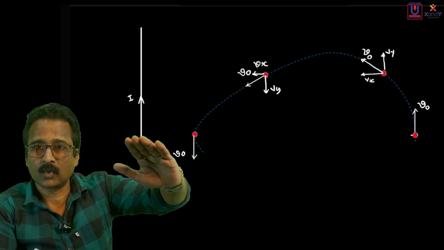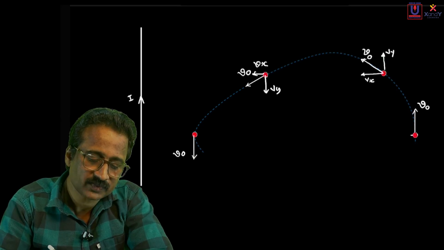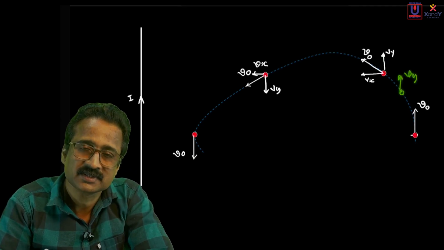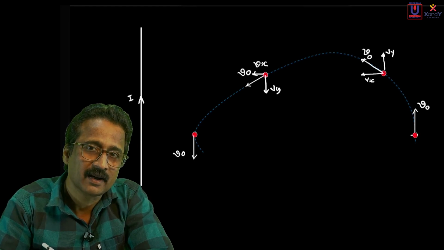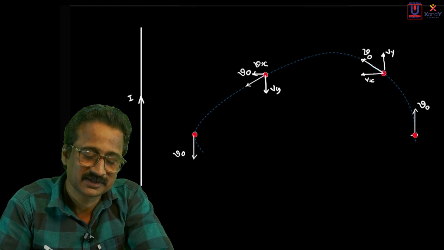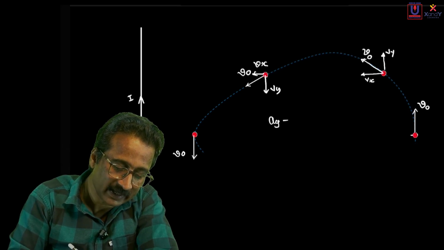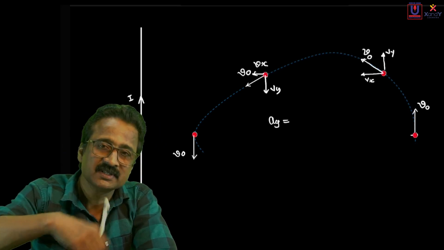So let us study what is happening to Vy. You will notice one thing, that Vy is changing. If Vy is changing, certainly there is an acceleration along the y direction. So since Vy is changing, we must expect actually an Ay here. In the y direction, there is an Ay.